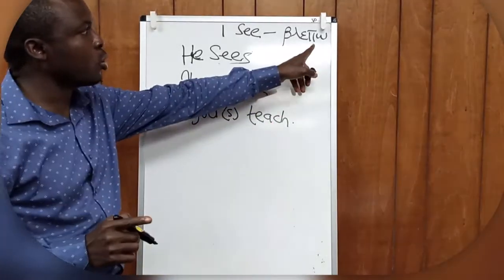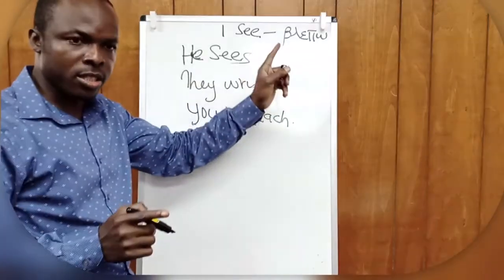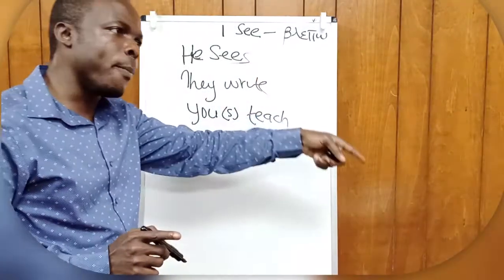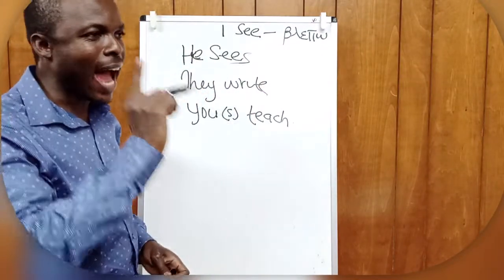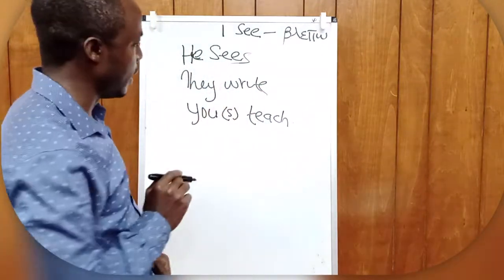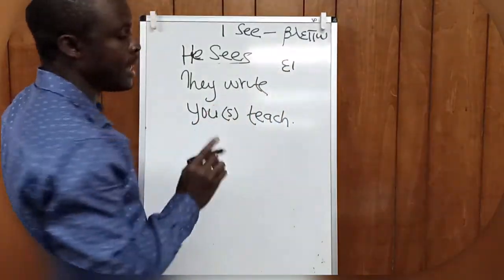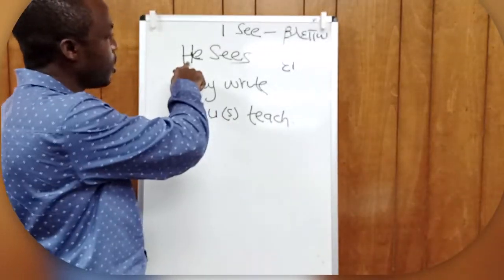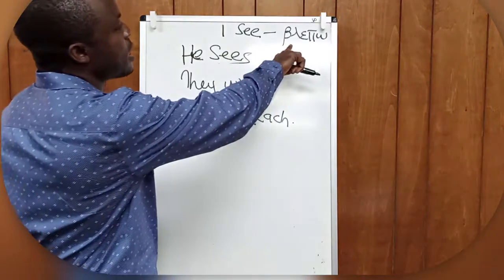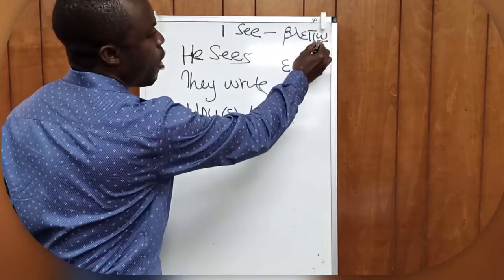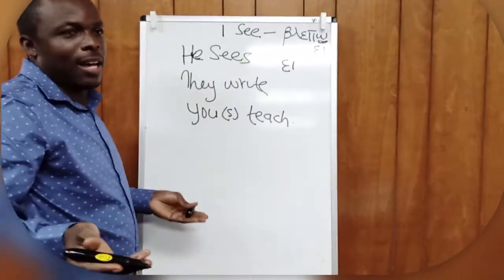When you want to convert I see to he sees, remember, you can go back to the endings of the present active indicative verbs. And that will make you understand that A is the ending for he, she, or it. Therefore, with this blepo, remove the omega and add A. You have answered this question. As simple as Greek.